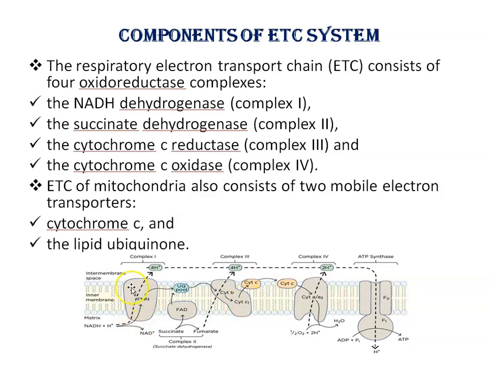First is the NADH dehydrogenase or complex 1. Second is the succinate dehydrogenase or complex 2. Third is cytochrome C reductase or complex 3. And fourth is the cytochrome C oxidase or complex 4. This ATP synthase is also known as complex 5. In addition, electron transport chain of mitochondria also consists of 2 mobile electron transporters. As I already told you, one is cytochrome C and second is lipid ubiquinone.